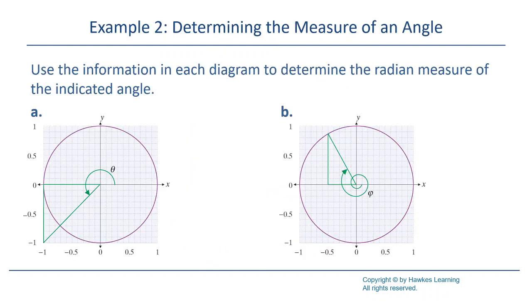So with the information that's given, we want to determine the radian measure of the indicated angle. So first we'll start with angle theta. Now, first thing you want to look at, what direction did it go? Notice this one goes counterclockwise. Counterclockwise is a normal rotation. That's your positive rotation. Clockwise is actually a negative rotation.